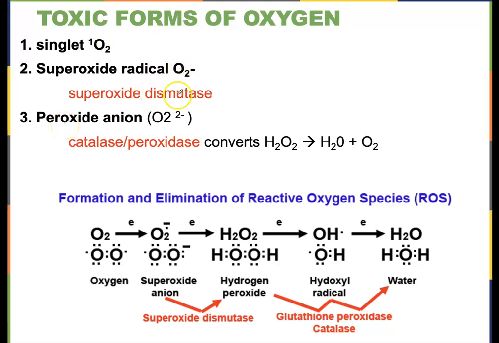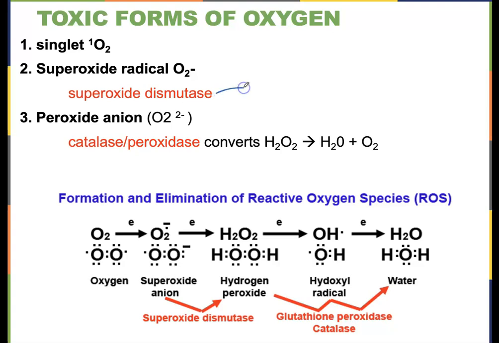So all of these forms, as you can see, contain oxygen. And we breathe oxygen all the time, right? So aerobes, obligate aerobes, use oxygen, and we're making these all the time. Oxygen is going to do this no matter what. It's going to make singlets, superoxide radicals, and peroxide ions. Because we evolved using oxygen in the electron transport chain, we have ways to basically neutralize these radicals.